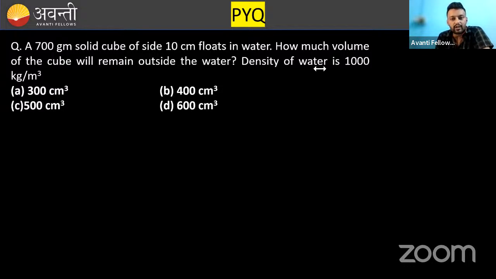G is the acceleration due to gravity. Very good. Its value is generally taken as 10 meter per second square. Yeah, correct, Chichuni. It's correct. It's acceleration due to gravity.